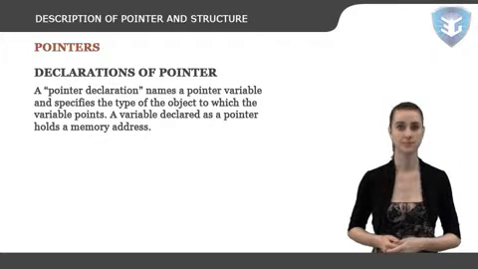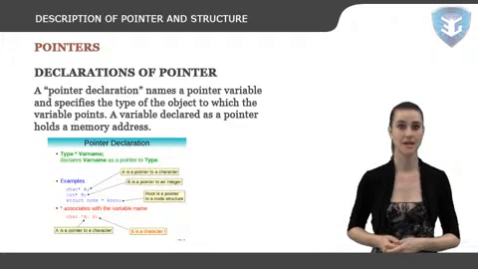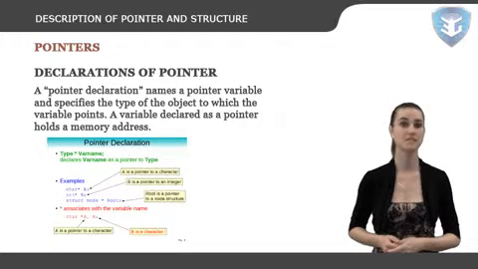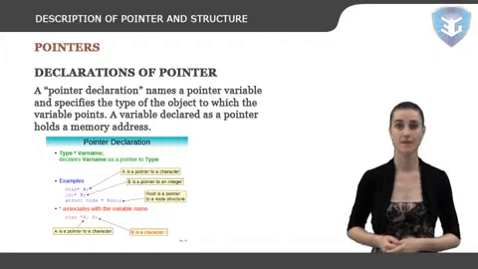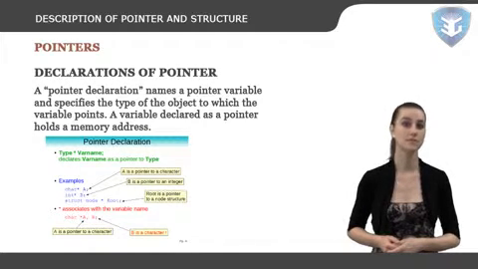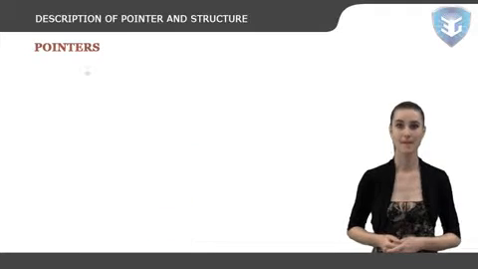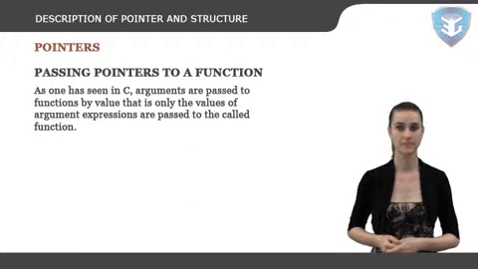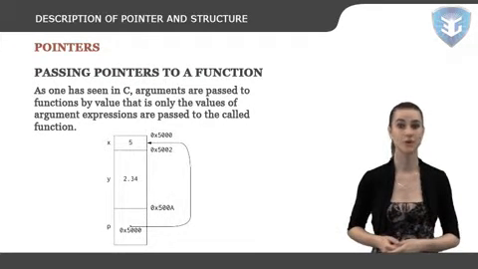Declarations of pointer. A pointer declaration names a pointer variable and specifies the type of the object to which the variable points. A variable declared as a pointer holds a memory address. Passing pointers to a function. As one has seen in C, arguments are passed to functions by value, that is, only the values of argument expressions are passed to the called function.